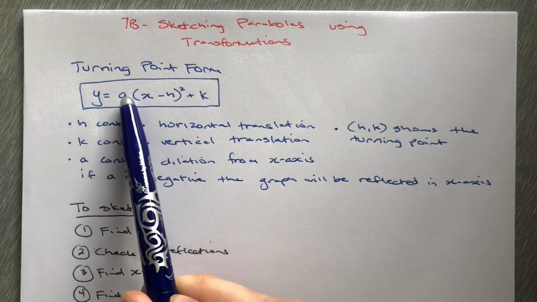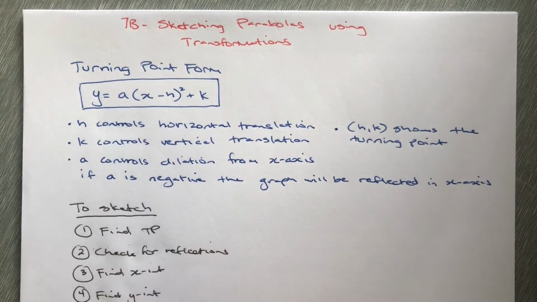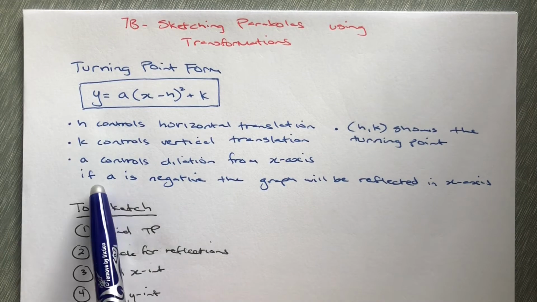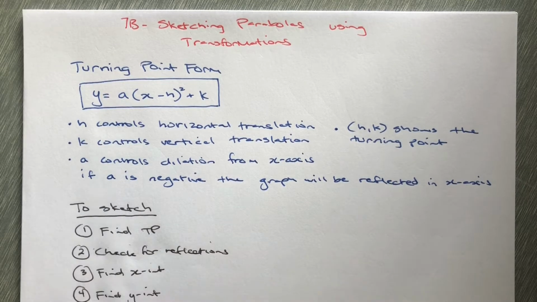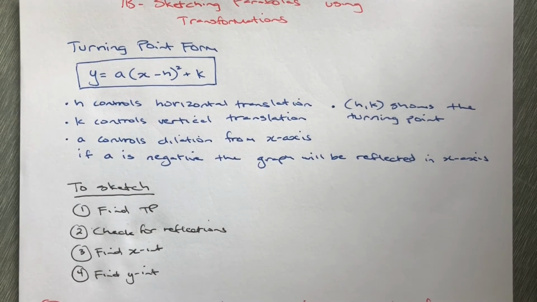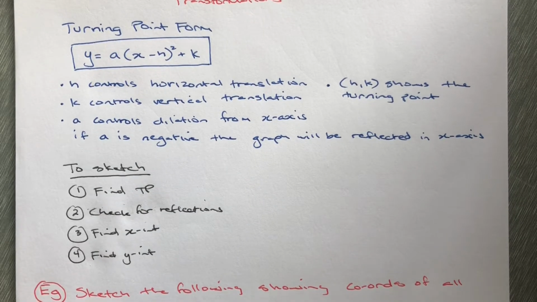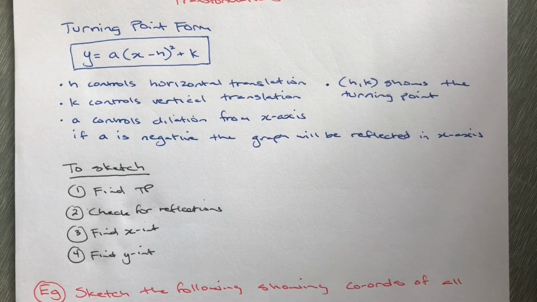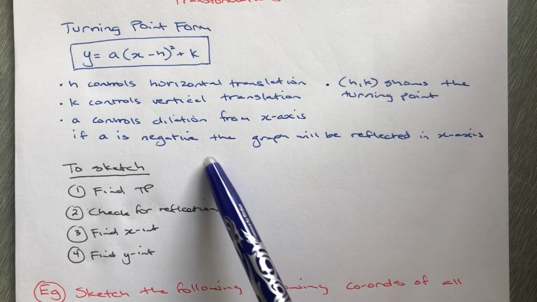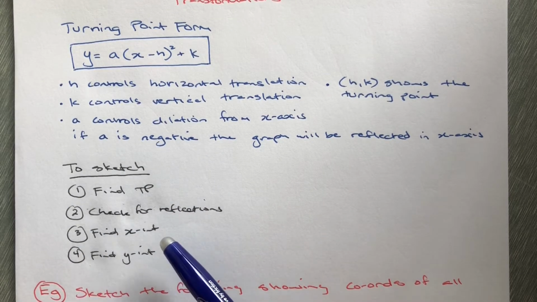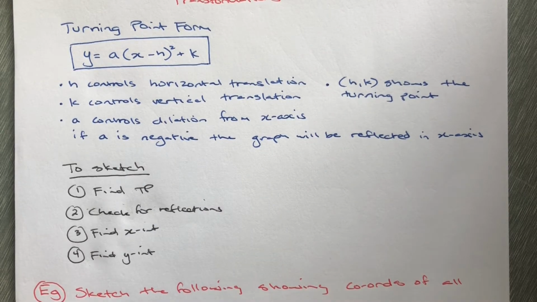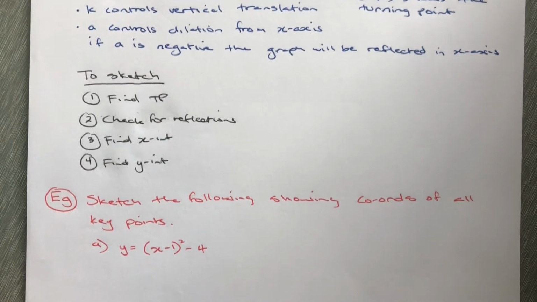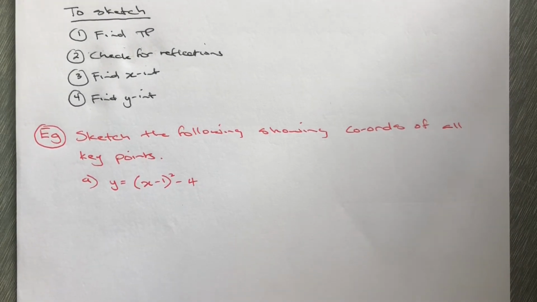a, which is at the front, controls dilation from the x-axis, so it stretches it away from the x-axis. And if a is negative, it's going to reflect it in the x-axis, which we saw when I was experimenting with the CAS the other day. Now, if you feel a little bit confused with what I've said just then, honestly, don't even worry about it. We really just need to tick off a few things to sketch graphs. It can be a lot easier than what this sort of stuff makes it seem.